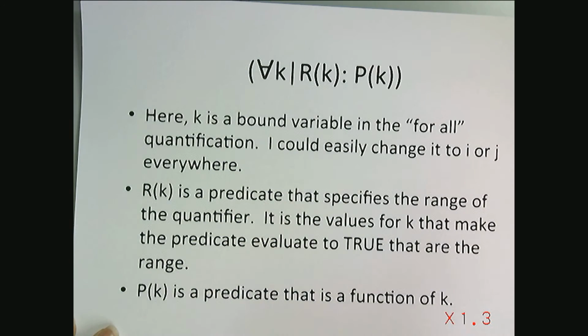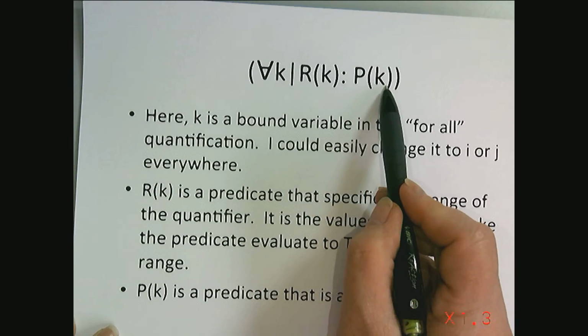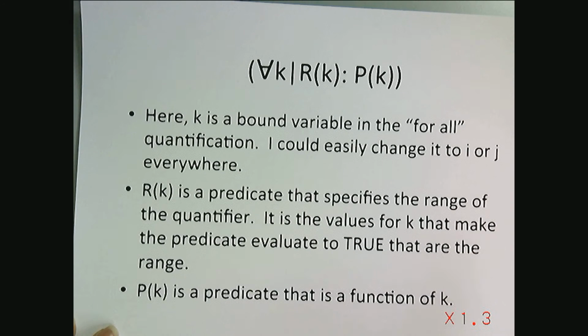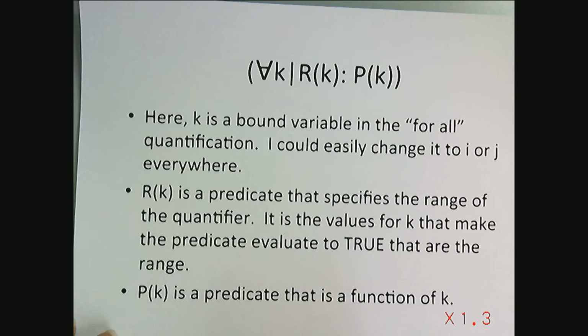R of k is also a predicate that specifies the range of the quantifier. That is, the values for k that make this predicate true are the range. And P of k is a predicate itself that's a function of k.